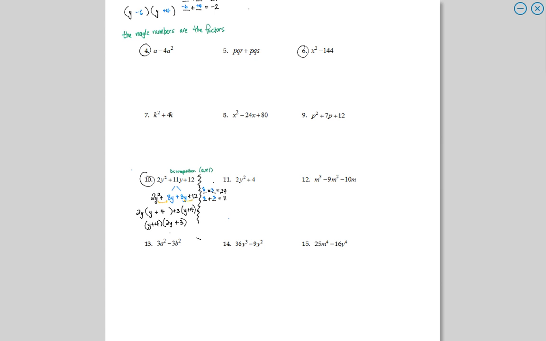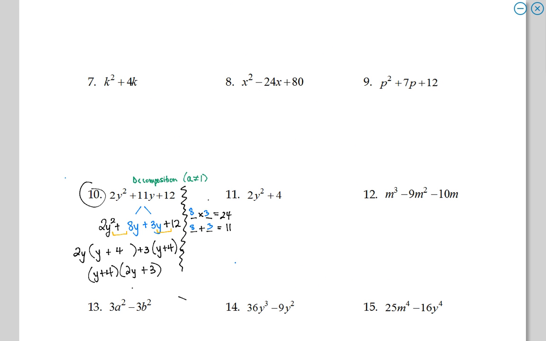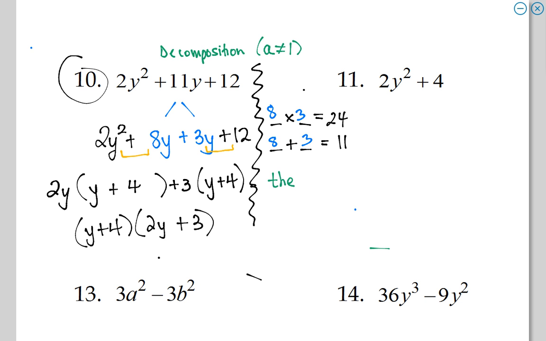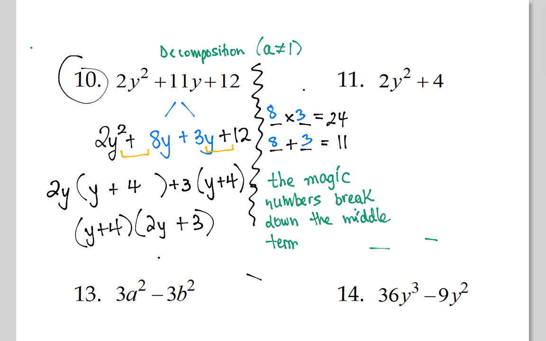Now those other ones that I circled, let's finish off the notes on that one. Please finish off the notes on that one. The magic numbers break down the middle term. So we do 4-term grouping. Okay, the magic numbers break down the middle term, so we do 4-term grouping.